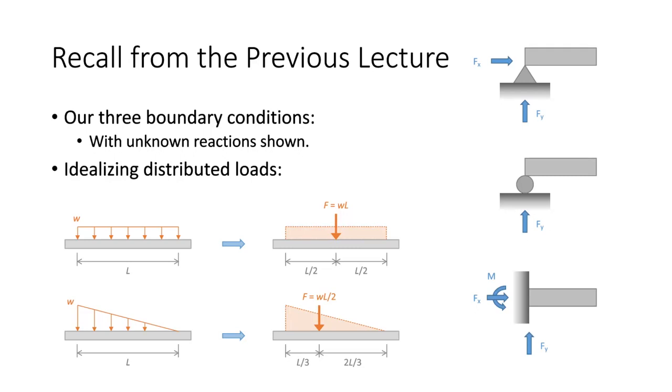For a linearly distributed load or a triangular load, we take the area of that triangle, which is 1/2 base times height. And then the centroid of a triangle is 1/3 of the way from the big end. And that's what we dealt with last time. So everybody good with that conceptually?